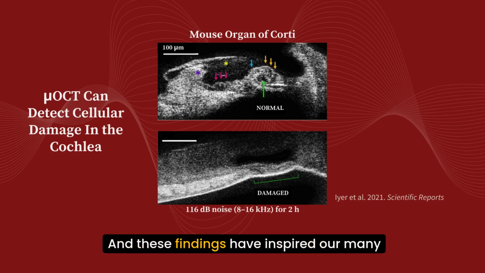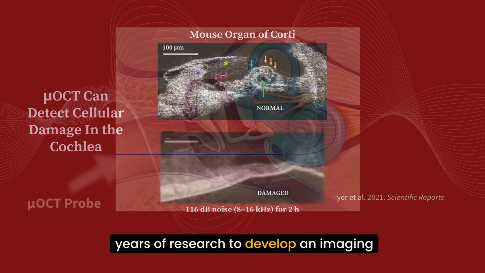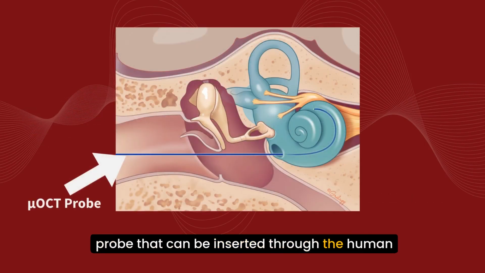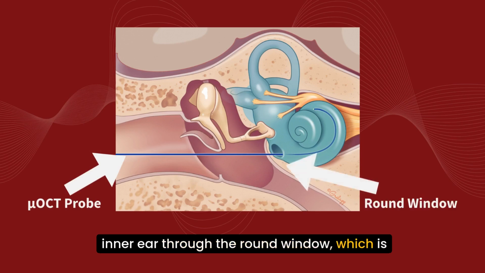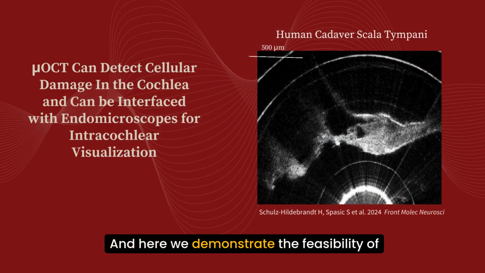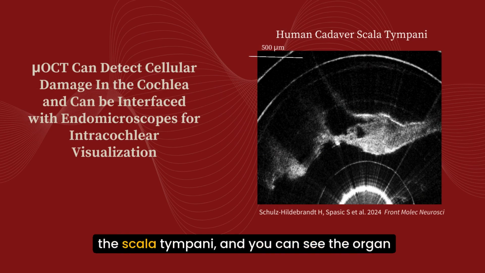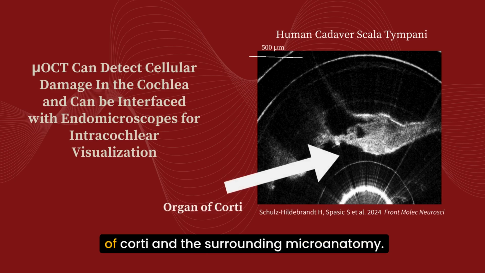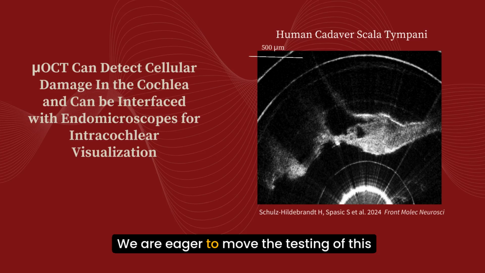And these findings have inspired our many years of research to develop an imaging probe that can be inserted through the human inner ear through the round window, which is the natural opening into the inner ear, just the way we insert a cochlear implant. And here we demonstrate the feasibility of seeing the microstructure inside the cochlea, where the probe is inserted into the scala tympani, and you can see the organ of Corti and the surrounding microanatomy. We are eager to move the testing of this device into clinical trials.